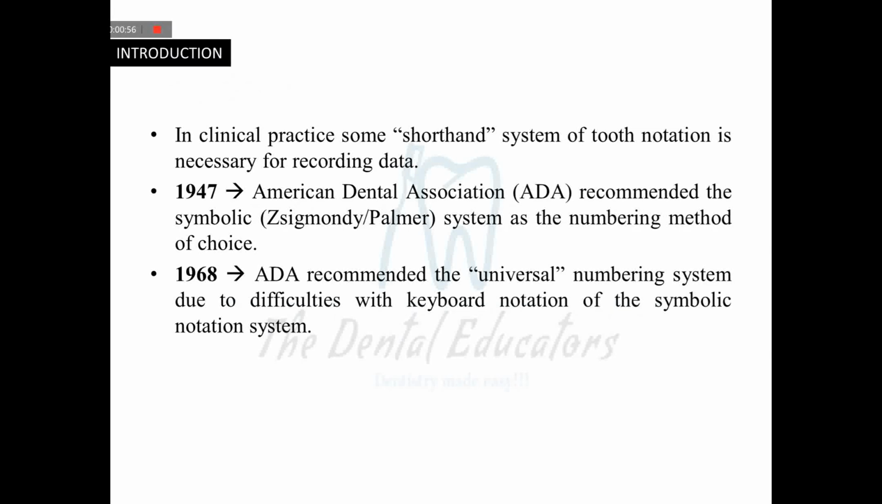So what is the tooth numbering system? In clinical practice, some tooth numbering systems or tooth notation systems are very necessary to record the data. They are also referred to as shorthand systems. In 1947, the American Dental Association recommended the first kind of tooth numbering system, known as the Zsigmondy or Palmer system, as the method of choice. Whereas in 1968, the ADA later recommended the universal numbering system, as there were some difficulties inputting the data using the Zsigmondy numbering system because of the symbolic representation.